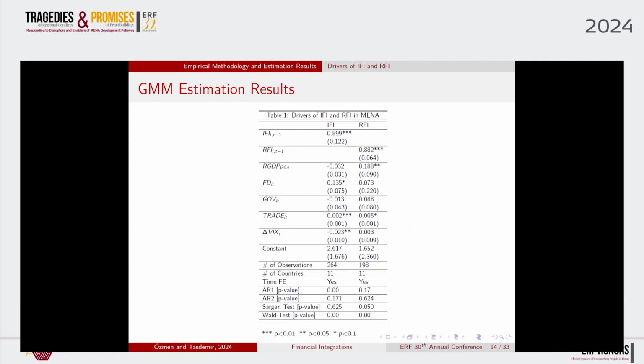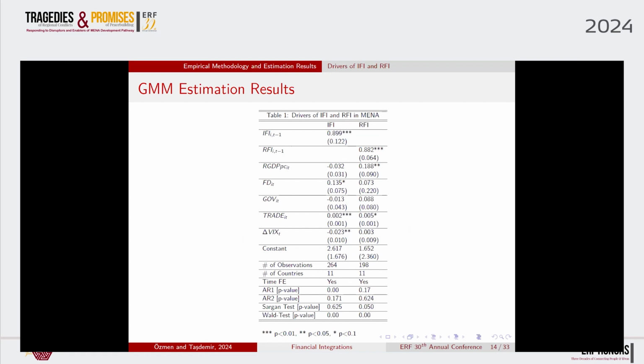In the first column, you can see the drivers of international financial integration, and we focus on the determinants of regional financial integration in the second column. When we look at the residual diagnostics, we observe that there is no second order autocorrelation and our instruments are valid. There is a positive and significant association between lag-dependent variables and our financial integration measures. This indicates the persistence of financial integrations actually.